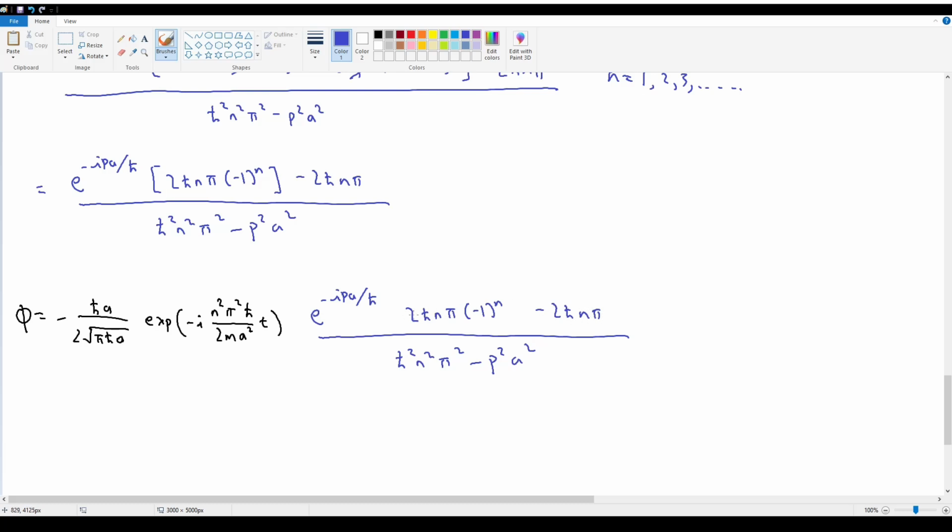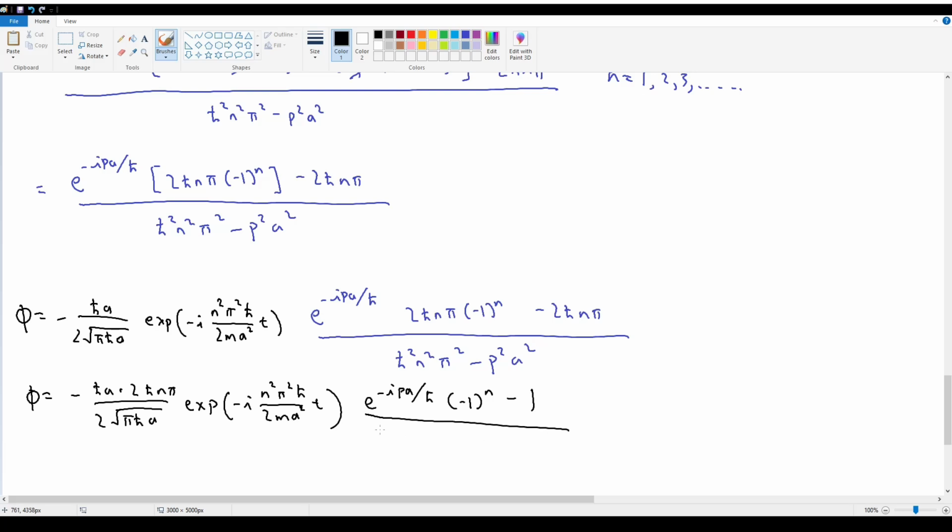So we can distribute out another unit of 2 h bar n pi, in which case we're going to get that phi is equal to negative h bar a times 2 h bar n pi divided by 2 square root of pi h bar a. And then our complex exponential, negative i n squared pi squared h bar over 2m a squared times time. And then what we're left with is e to the negative iPA over h bar times -1 to the power of n minus 1 divided by h bar squared n squared pi squared minus p squared a squared, like that.